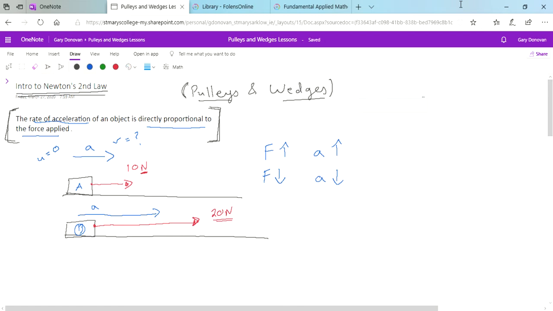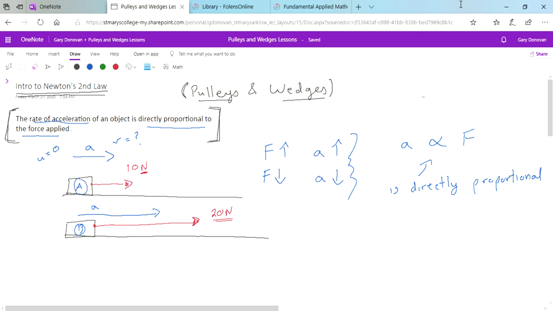Now how we write that mathematically is a ∝ F, and this symbol stands for "is directly proportional to." We could almost do another lesson on directly proportional to, and we will talk about it again. But for the moment, all I want you to understand is that as F increases, a increases. When you look at this though, is there anything else that might affect how quickly A or B accelerates?